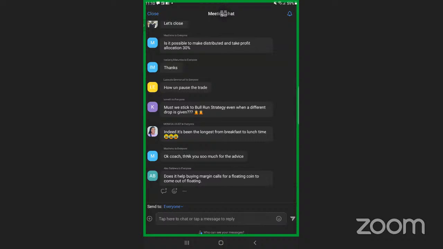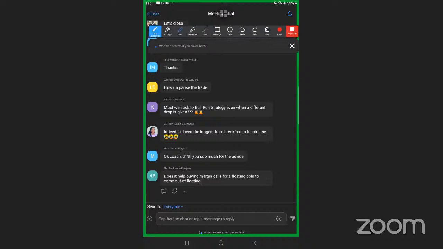Does it help buying margin calls for a floating loss to come out of floating? Yes, it helps. When a coin is floating, opening margin calls helps. But also it depends. Is there movement in the coin? Because you don't open margin calls on a coin that is not moving. How are you going to get out? When you're opening margin calls on a coin, it should be a coin that is moving because you want to get out. The idea of opening more margin calls is that you want to get out. So if the coin is sleeping, you better take that money and open another trade. Leave that one and wait for it to come back. Are we together?